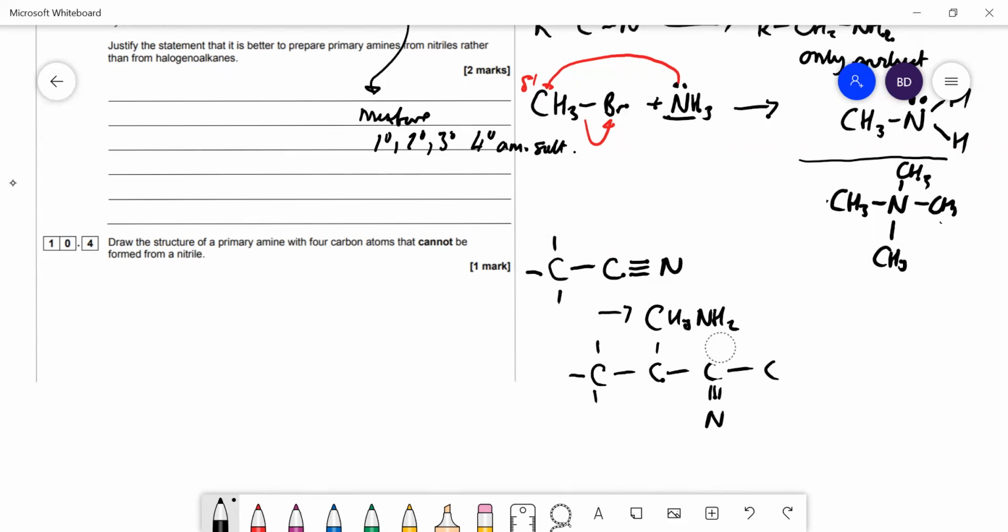5 bonds. Use that one there. Okay, so you can't have a nitrile in the middle of a chain there. That's impossible. Okay, so primary amine that can't be drawn from that. Let's draw CH3, CH2, CH, NH2, CH3. That you can't make from a nitrile.